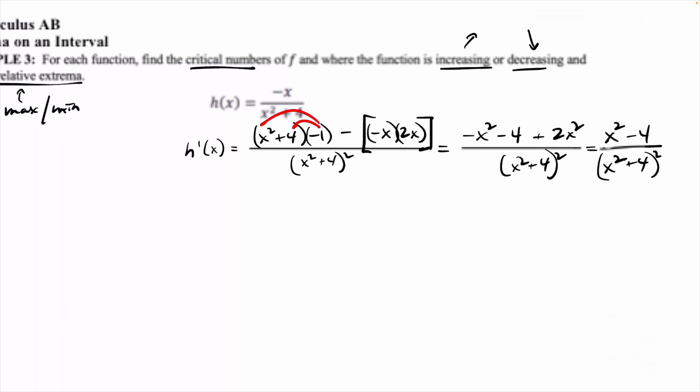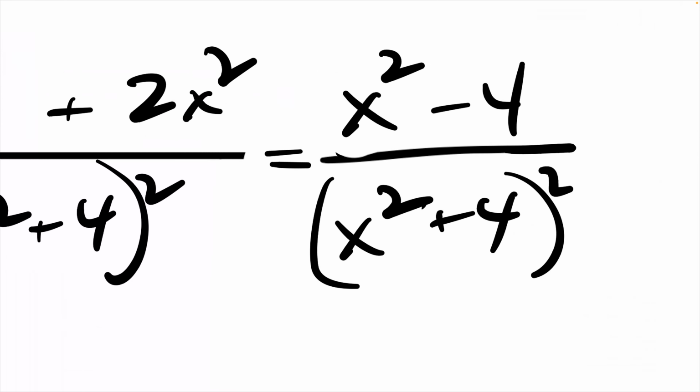Find what x is. How do I do that? Set it equal to 0, right? So look at this. What's going to make it 0? Anything that makes the top 0. So set the top equal to 0. What would the bottom do? If the bottom was 0, what would that do?